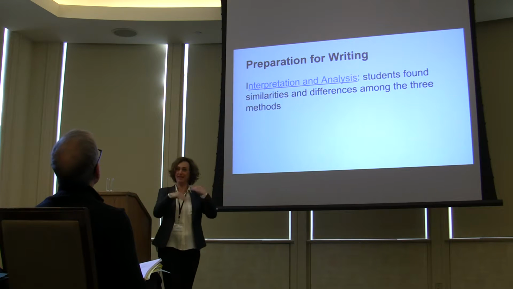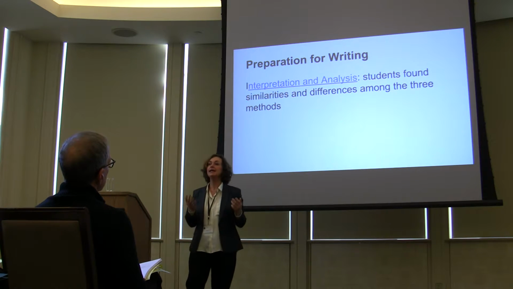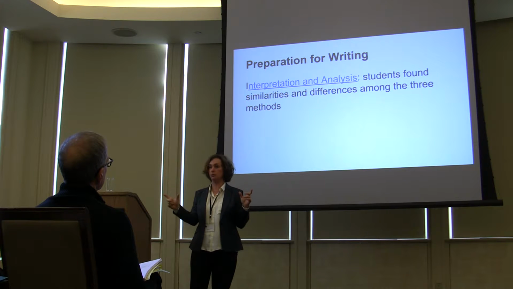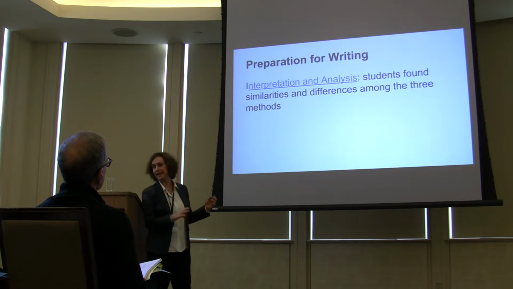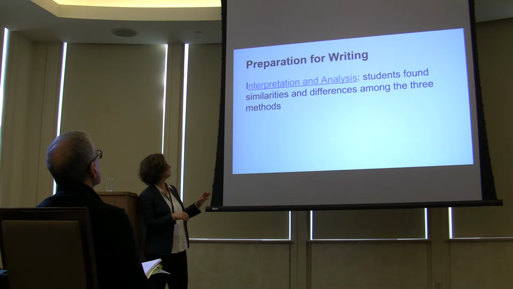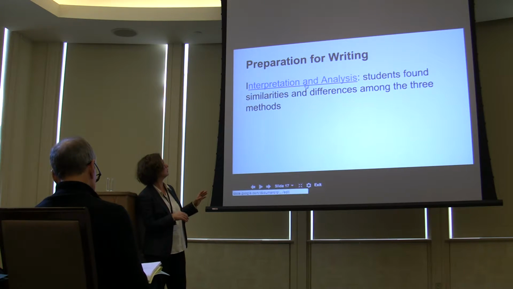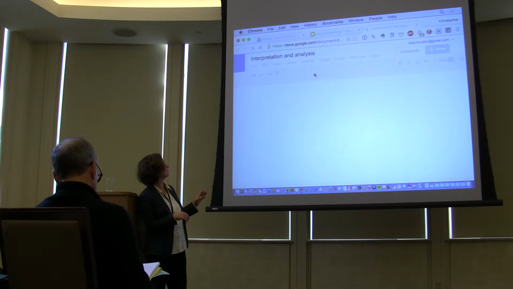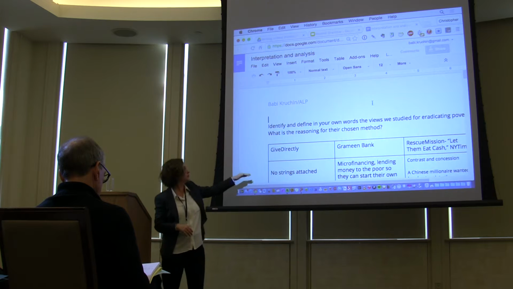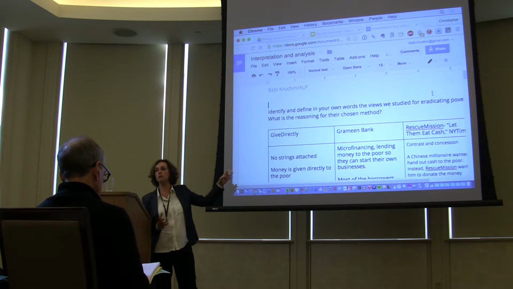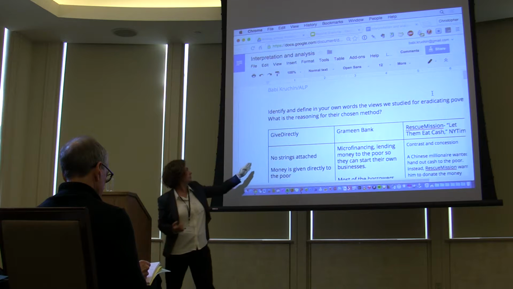Oh, sorry. Backtrack. Before they had to write, we had to make sure they understood what they had read and listened to, and they had found out the differences and similarities. So in other words, interpretation and analysis in our rubric. There is a hyperlink that I don't expect you to read, but can you click on that? So basically, they had to write what we call summarizing and paraphrasing the 3 methods.